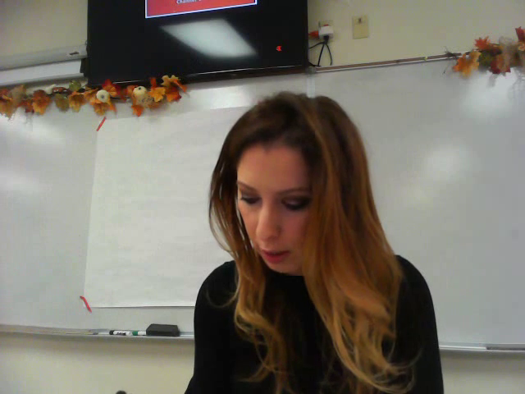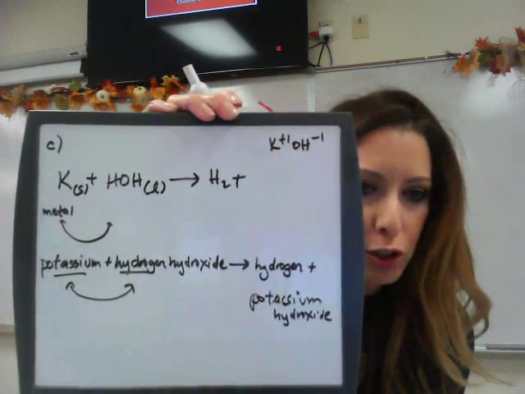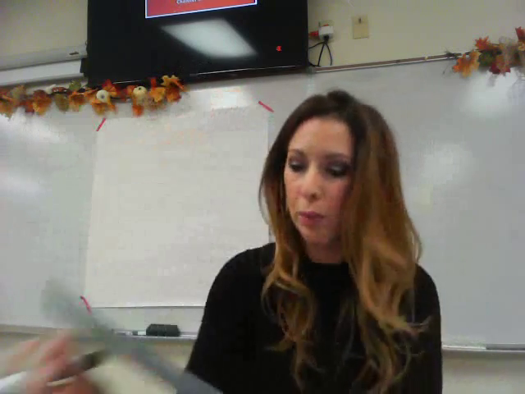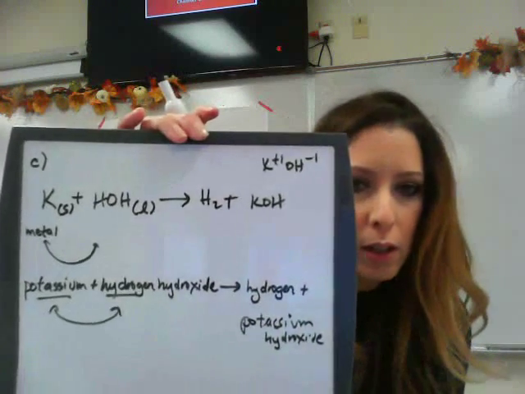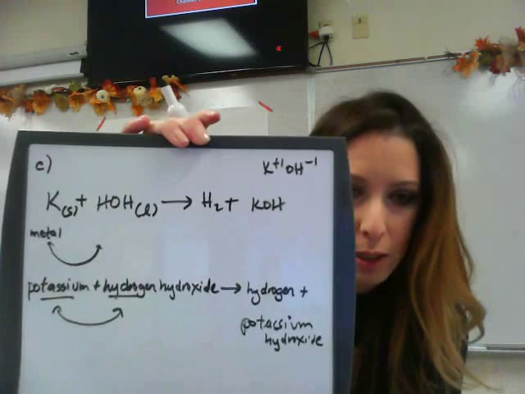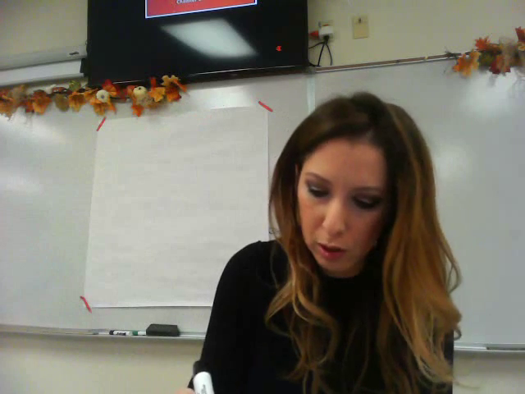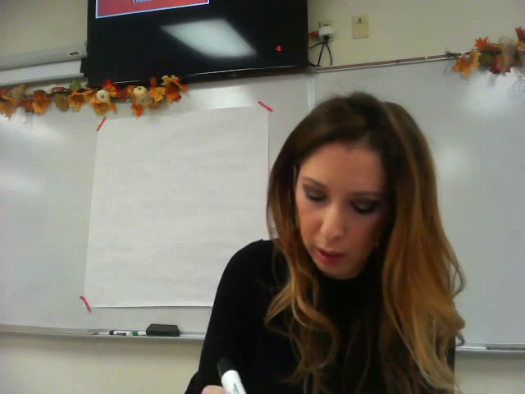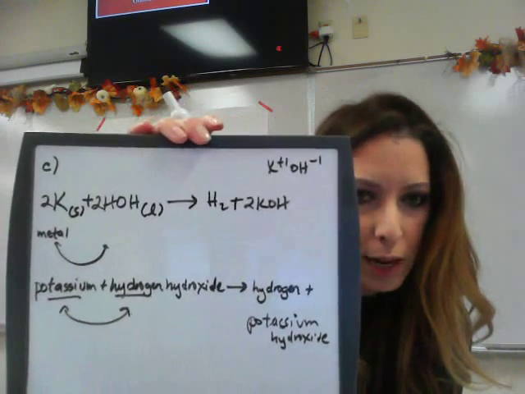Potassium has a +1 charge, hydroxide has a -1 charge. It looks like this. So the numbers and the charges cancel. You're going to get KOH. So I'm going to write KOH on the product side. Okay. All right, so we need to balance it. So I'm going to go ahead and put a 2 in front of HOH, and a 2 in front of KOH, and a 2 in front of K. And there you go. Now it's balanced.